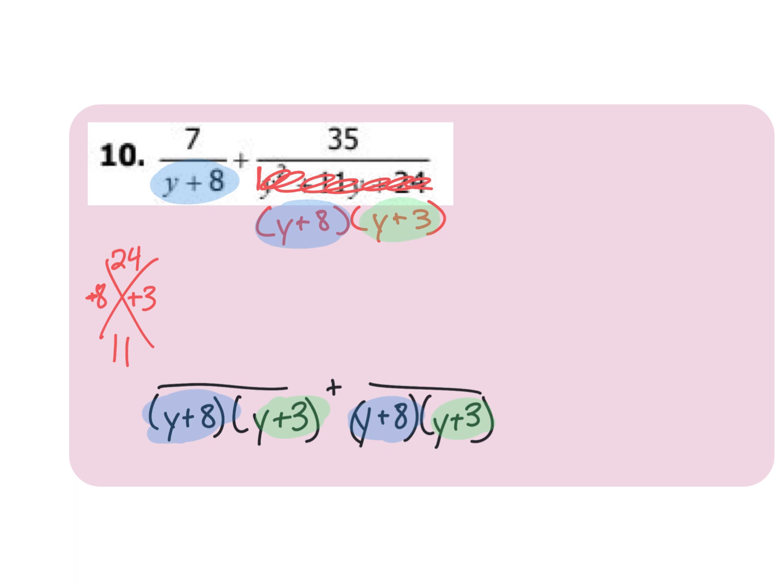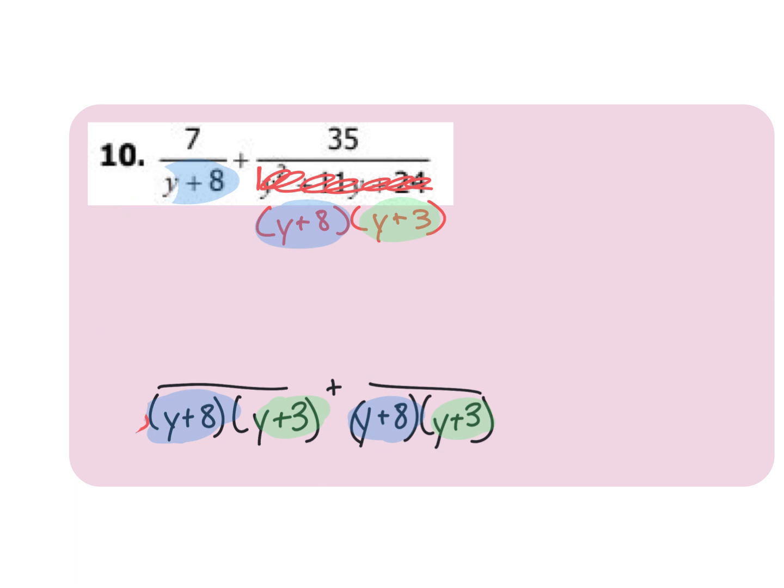Okay, so we have our common denominator now, and now we're just going to look at those individual fractions and see what I need to multiply by to get to that common denominator. So if we look here, the first fraction, 7 over y plus 8. To get from y plus 8 to y plus 8 times y plus 3, what am I missing there? If I look, I already got the blue. I'm missing the green here, whatever colors you use. I'm missing that y plus 3. That's what I need to multiply both the top and the bottom by.